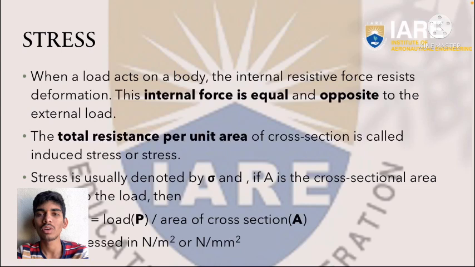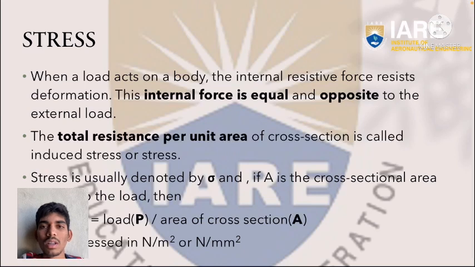The total resistance per unit area of cross section is called induced stress or stress, where stress is usually denoted by sigma. If A is the area of cross section normal to a load, then stress sigma is equal to load by area of cross section. It is denoted by sigma equals P by A, where P is the load, and it is expressed in newtons per millimeter square.